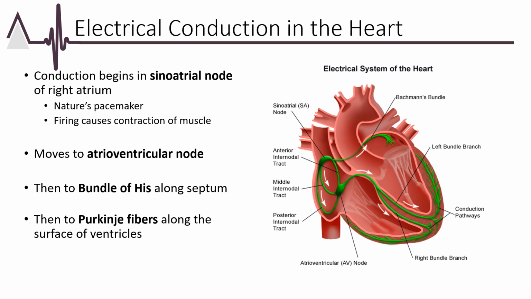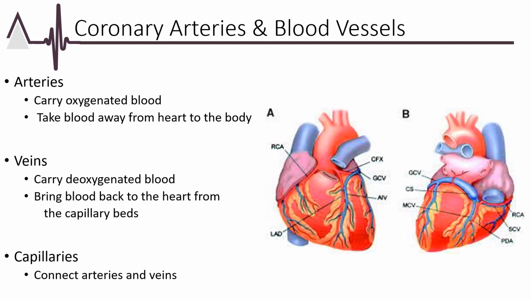Electrical signals cause the right and left atria to contract at the same time. This is followed by contraction of the ventricles, systole. Arteries carry oxygenated blood away from the heart and out to the rest of the body. Veins carry deoxygenated blood back to the heart from the capillary beds. There is one set of exceptions in the body. Pulmonary artery carries deoxygenated blood away from the heart and out to the lungs. Pulmonary vein carries oxygenated blood back to the heart from the lungs to be pumped out to the rest of the body.